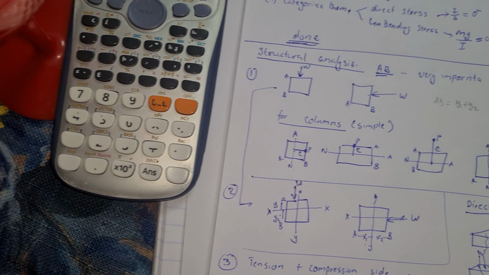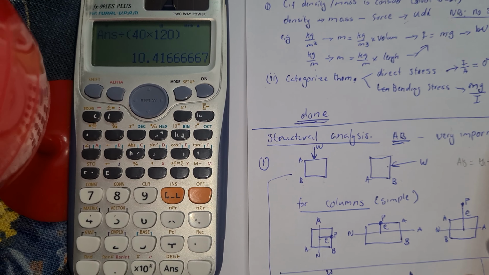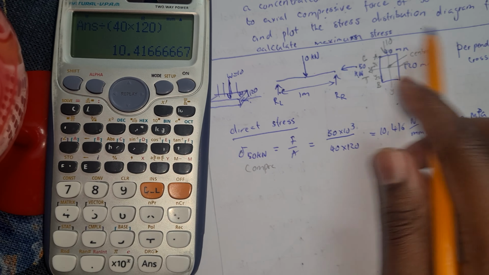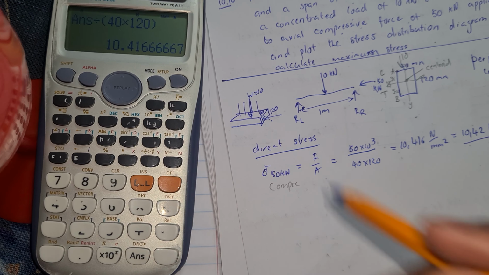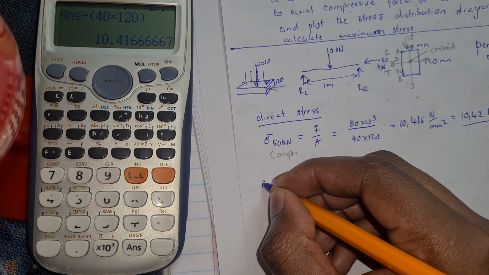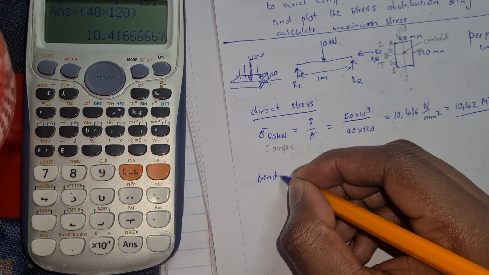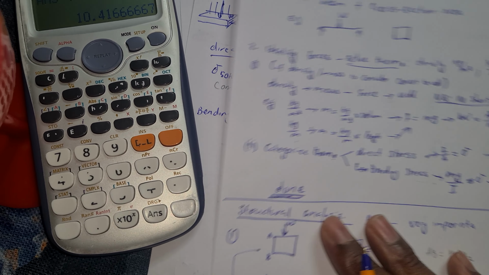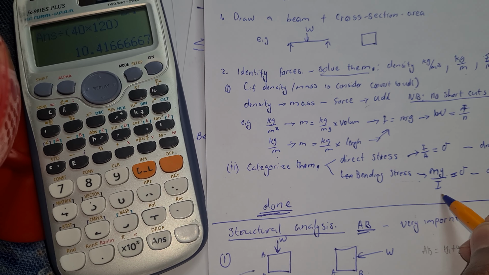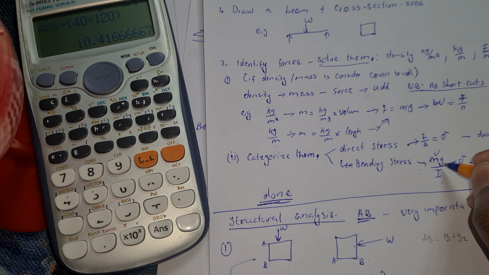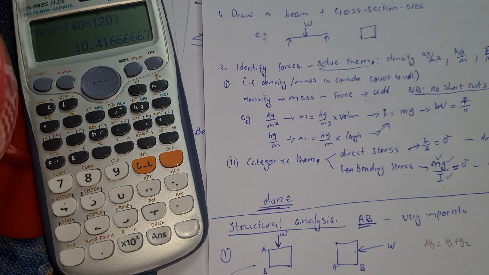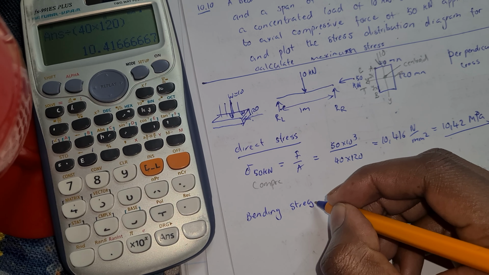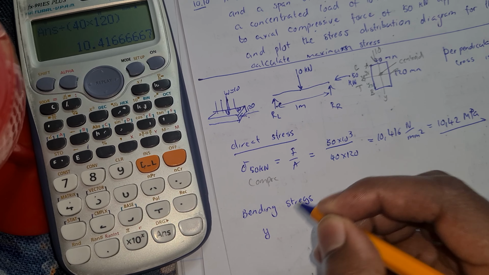Now let's deal with bending stress. We are done with direct stress. There's no other force that causes direct stress. Then now we write bending stress. And then from here we are given that the formula for bending stress is My over I. That means you need to find M, y, and I. Right? We always start with y. So for bending stress, we always start with y.